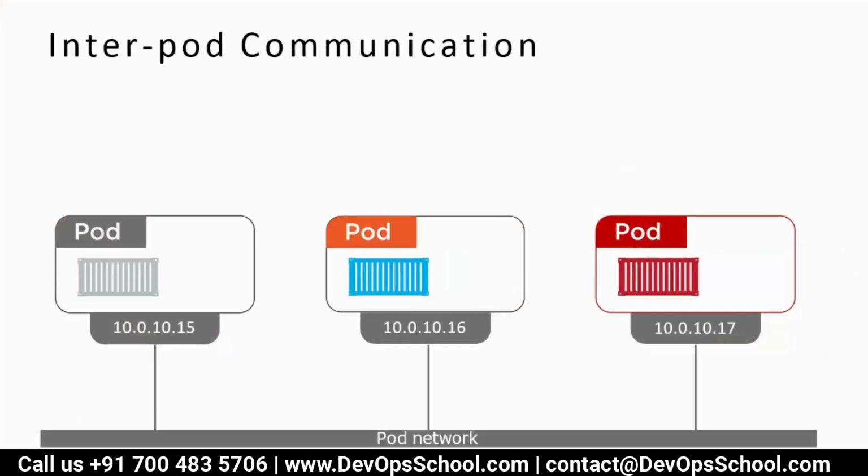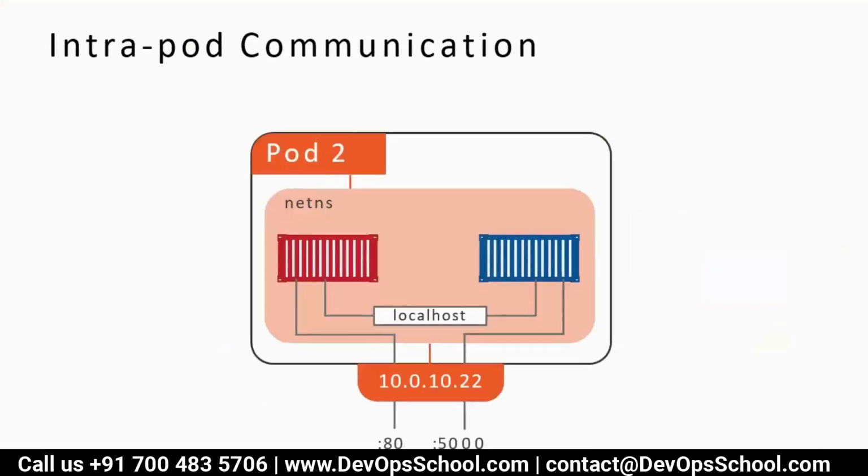How can each pod connect with the other pod? Through the pod networking implemented by kube-proxy. Remember, pod networking is implemented by kube-proxy, which is the third element of the worker. How will the pods connect with each other internally? Through the localhost. But from outside, IP address and port.